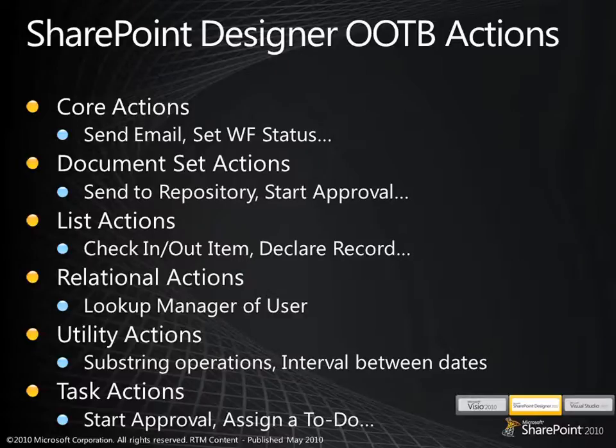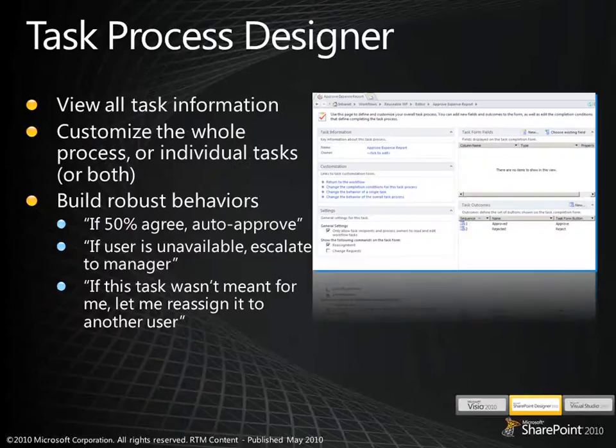Task actions support task processes, such as start approval and assign a to-do task, and allow the workflow author to use the new Task Process Designer to further configure the workflow. The Task Process Designer can be used to create robust workflow processes, such as approval if 50% of the respondents agree, or escalate a task to a user's manager if the user is not responsive. Tasks can be managed as a group or individually, allowing for a very flexible design experience.